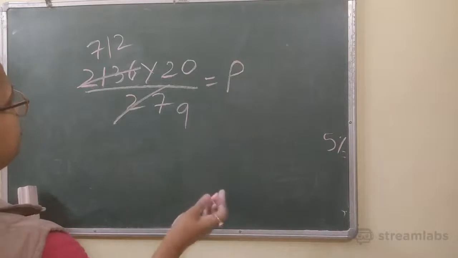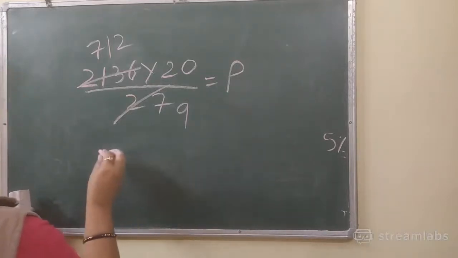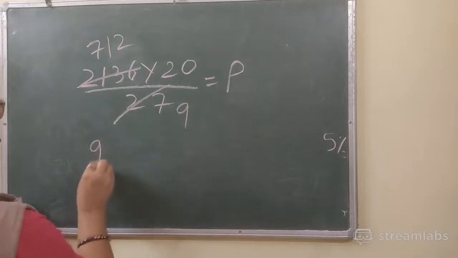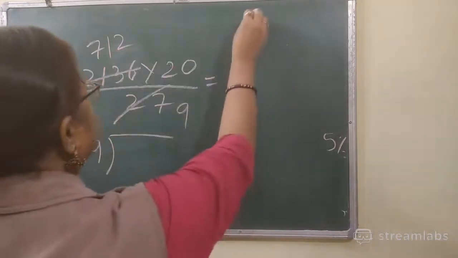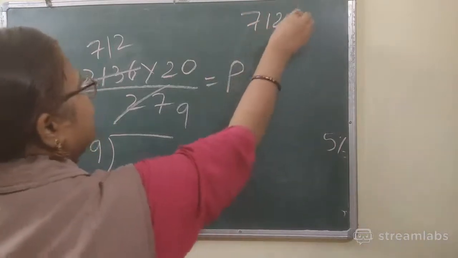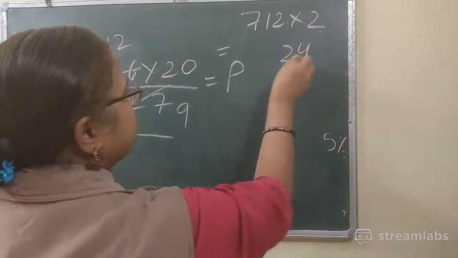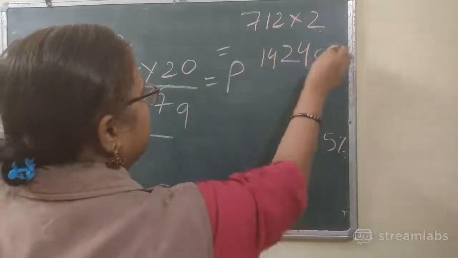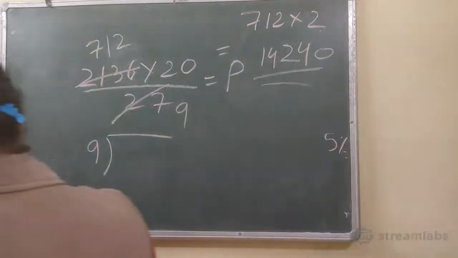Is it possible to cancel? No, it is not possible to cancel. So what will we do? We will divide. So 9 divided by, just multiply this one. 7, 1, 2 into 2. So 2 2s are 4, 2 1s are 2, 1 4 2 4 0. Clear?